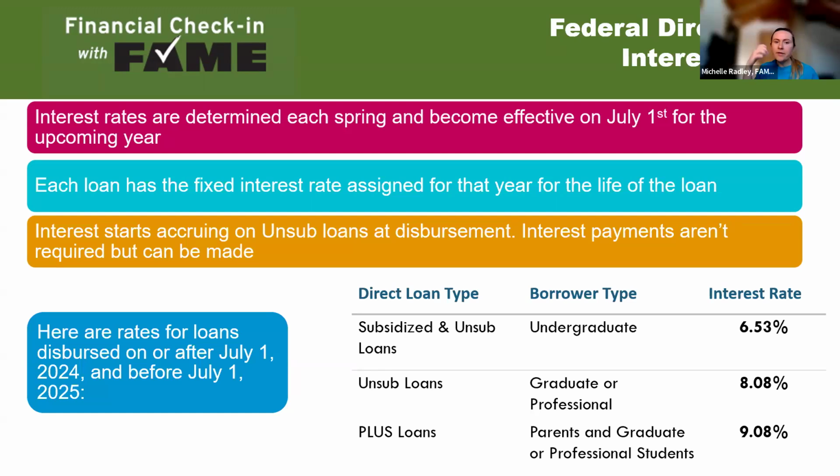Alrighty. Now the part that everybody wants to talk about, which is the interest rates. This is very interesting for folks. The way that this works for the federal loan program is that interest rates are determined each spring and then they become effective in July for the upcoming year. So that'll be happening soon. We'll be finding out what the interest rates are. And once that interest rate is determined for the loan, it is fixed and assigned to that loan for the life of the loan, which is really great and very desirable for a lot of borrowers.